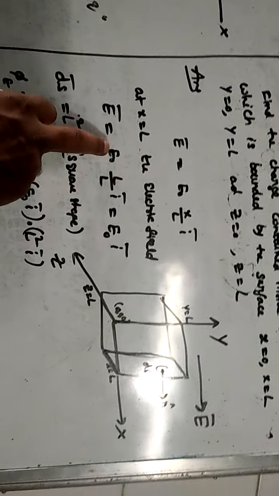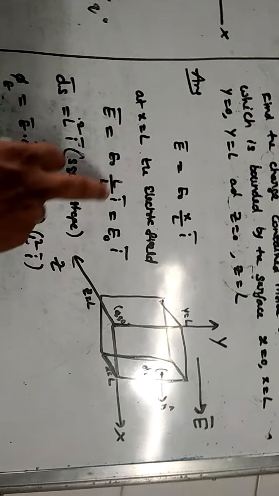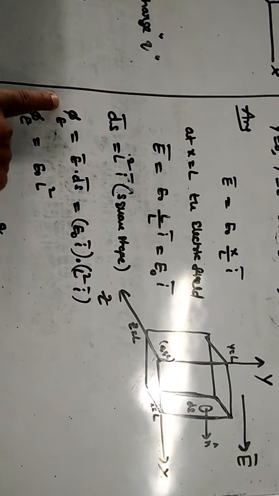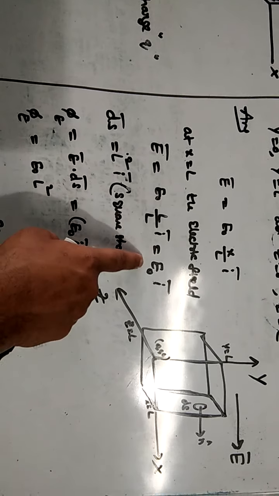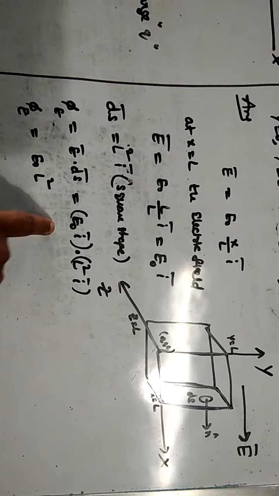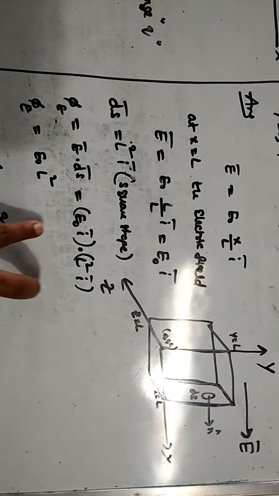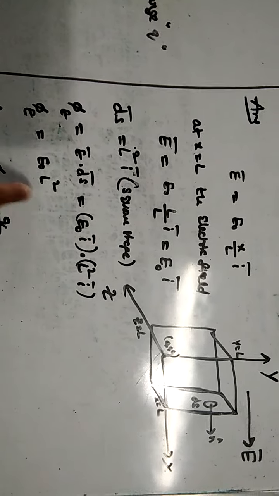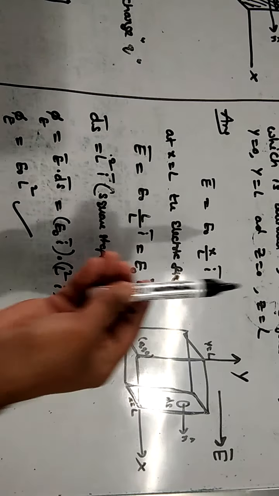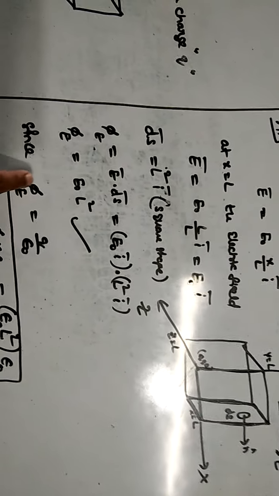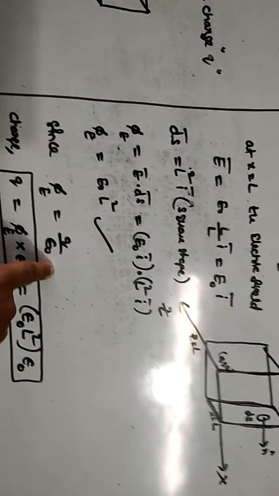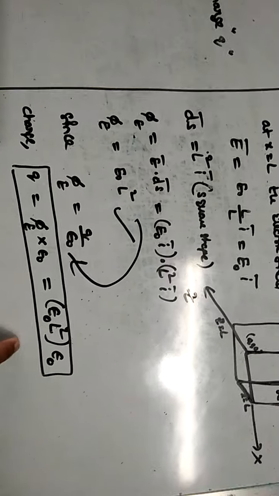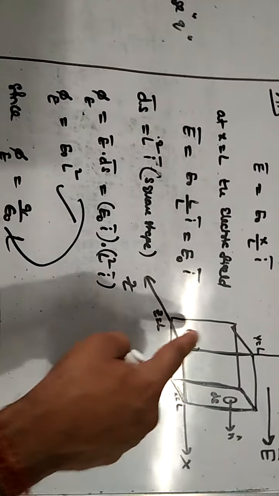So electric field E bar is equal to this value, and at x equal to L I can substitute. So I got E naught into i bar. Again phi is equal to E bar dot ds bar. So the E bar value is E naught i bar, and ds bar is L square i bar. So i dot i is 1. So phi equals E naught into L square. This is the flux. But I am asking for the charge only. So phi is equal to q by epsilon naught, so q is equal to epsilon naught times phi, by cross multiplication. Substitute this value here, and you will get the charge inside this cube.